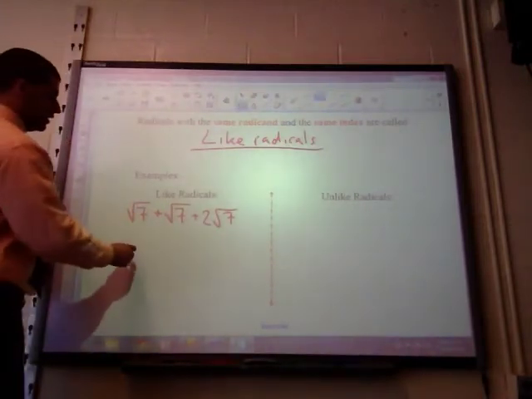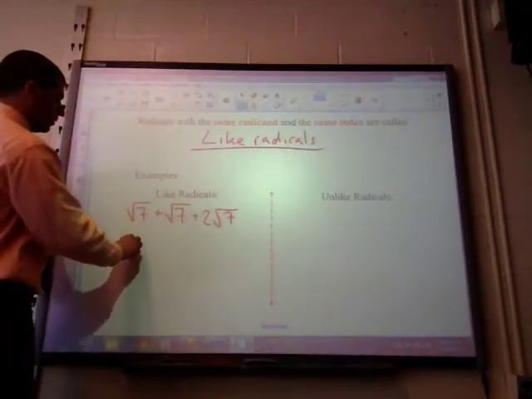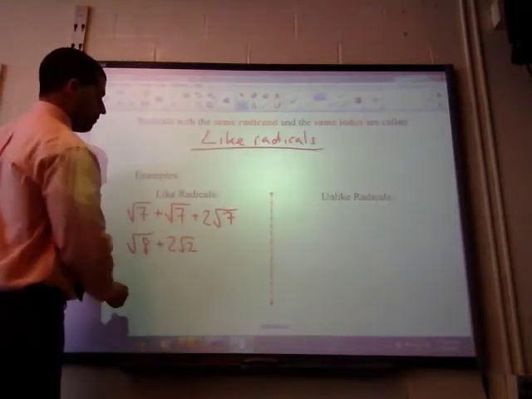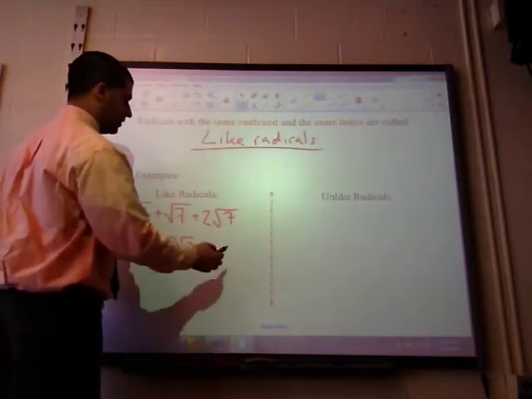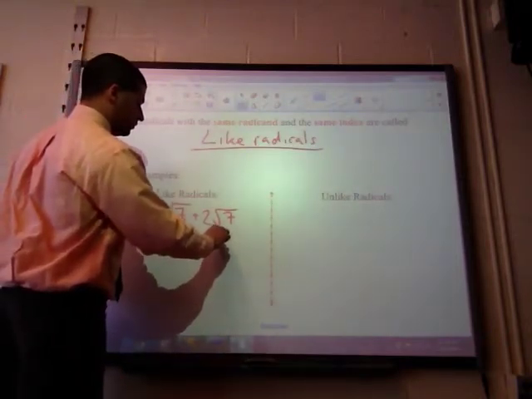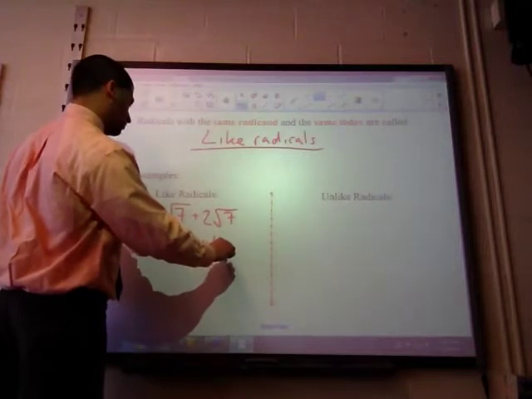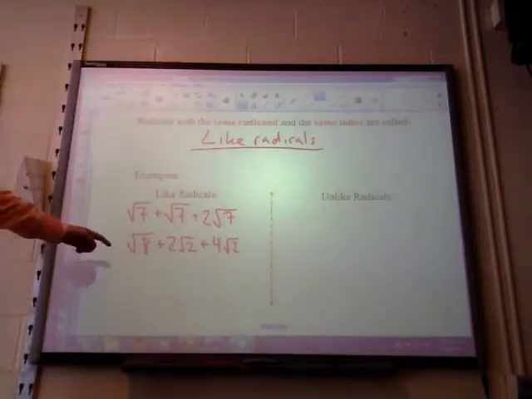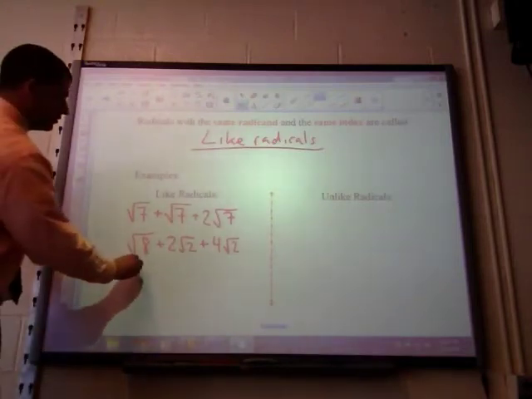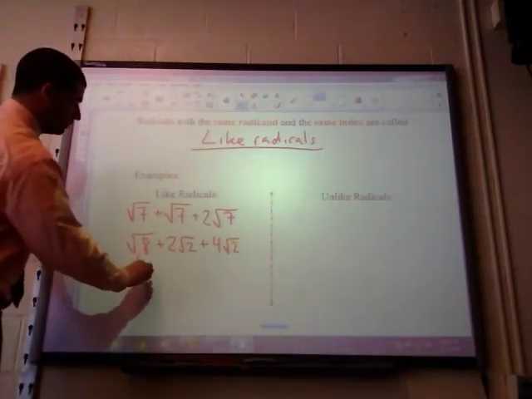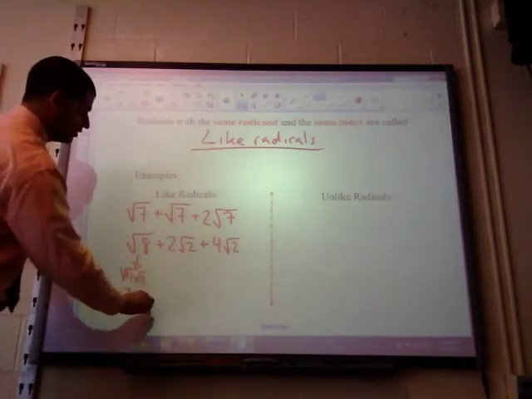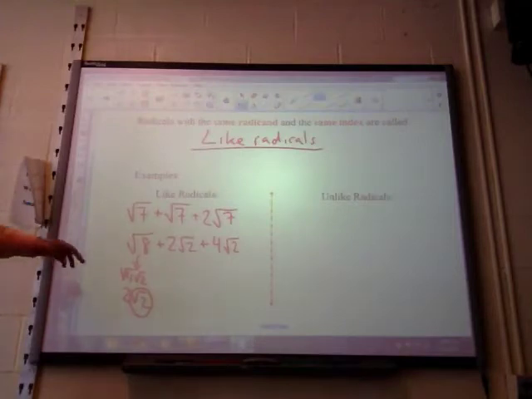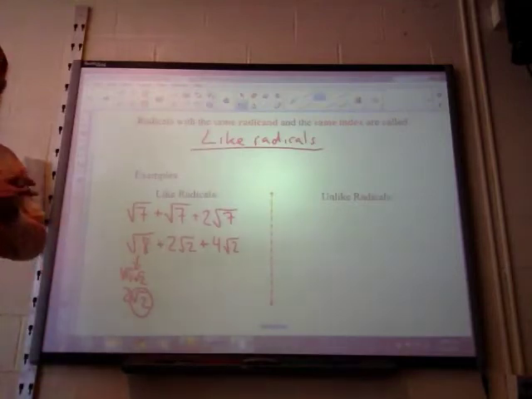Another example could be radical 8, 2 radical 2, and 4 radical 2. Now you're probably wondering, well, that 8's not alike, but if you simplify it down, you would get radical 4 radical 2, which is 2 radical 2, and if you simplify it, it will come out to be like. So just remember that sometimes they're not going to be all the way simplified, and you have to try and simplify everything to get there.